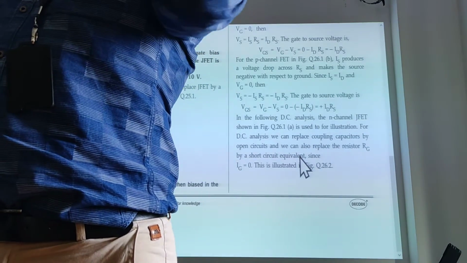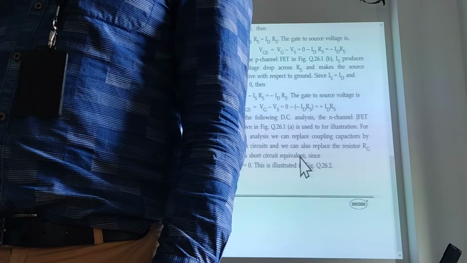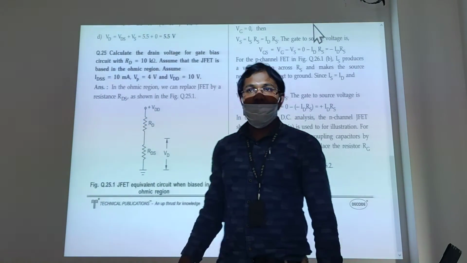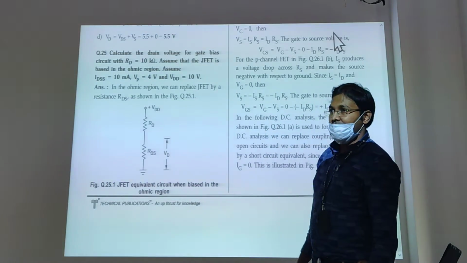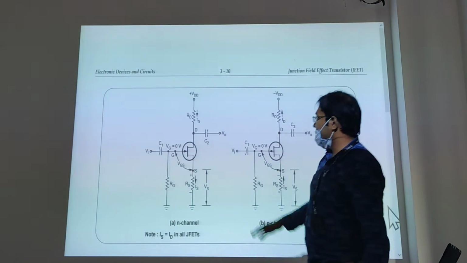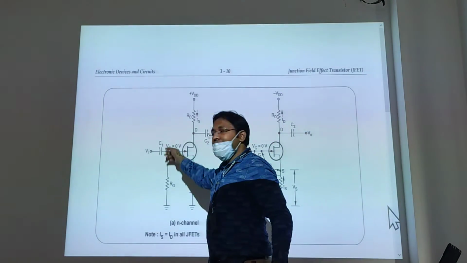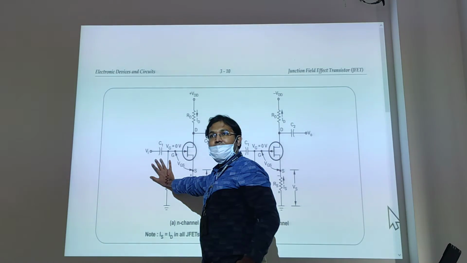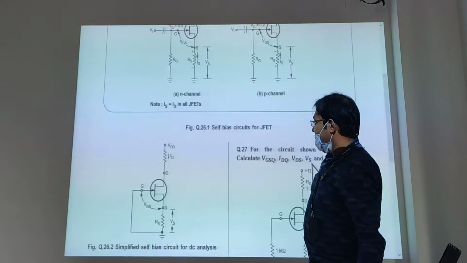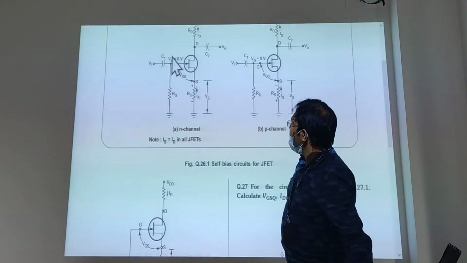Current is 0, so IGRG is 0. IGRG is 0 means that resistor we can replace by short circuit. Because Ig is 0, only then are we replacing RG by short circuit. So those changes we will do. Two general changes: first, capacitor open circuit, right? RG replaced by what? Short circuit. So that will be the DC equivalent.